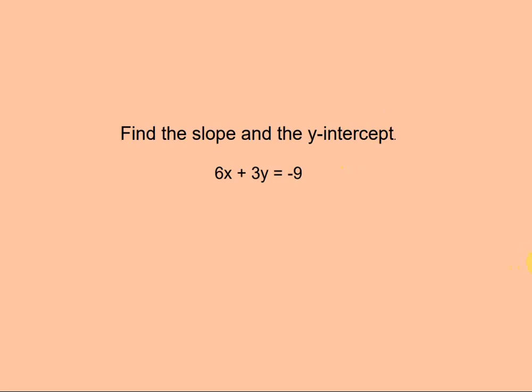This equation is not in slope-intercept form, but we can easily rearrange it to get it into slope-intercept form in order to find the slope and the y-intercept. So to get it into slope-intercept form, we need to solve for y, and the first step in doing that would be by subtracting 6x from both sides of the equation.